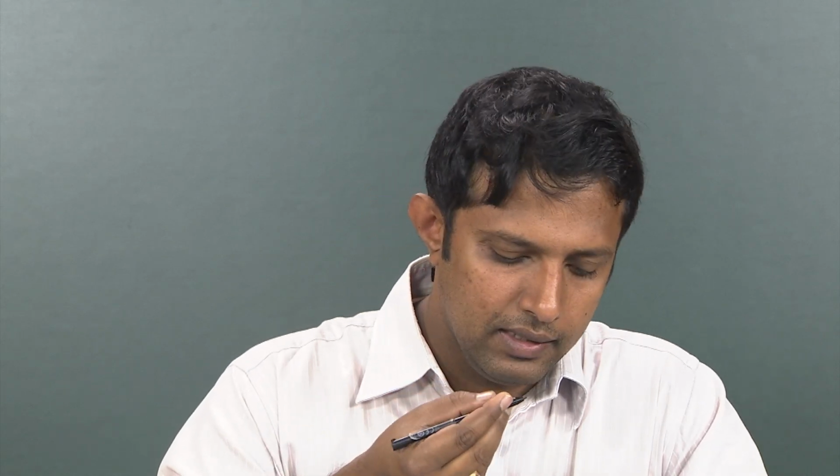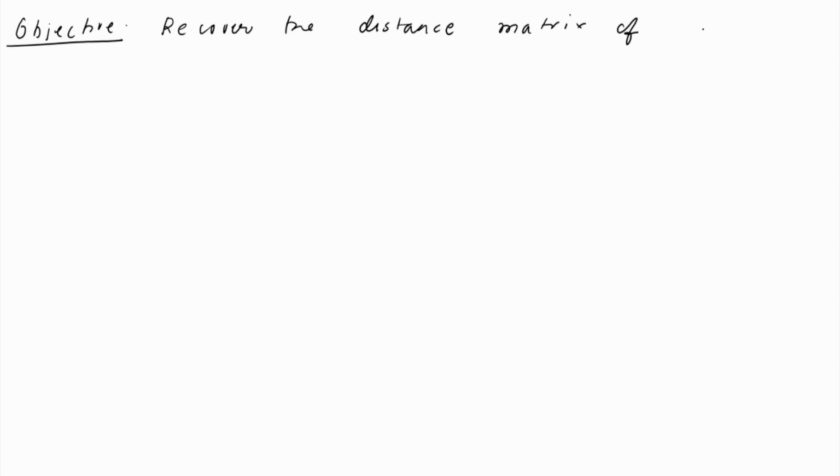Okay. So, can we somehow look at the square of the graph and from the distance matrix of the square of the graph recover back the distance matrix of the graph? Okay. So, that is our objective. Recover the distance matrix of G from the distance matrix of G prime. And why are we doing this?